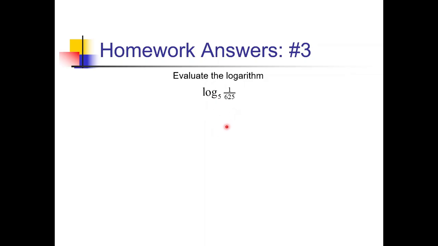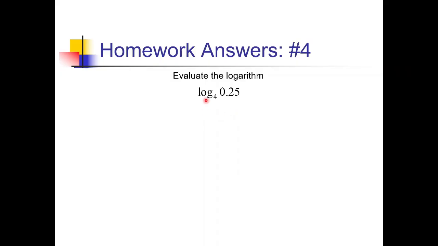This problem, I'm asking for log base 5 of 1 over 625. So 5 to the what power is 1 over 625? I don't know off the top of my head, but I know that 625 itself can be expressed as 5 to the 4th power. And if I want this to not be a fraction, because my base is not a fraction, I can write this as 5 to the negative 4 power. And that tells me that the exponent I have to raise 5 to get 1 over 625 is negative 4. So that's my answer for log base 5 of 1 over 625. The answer is negative 4.